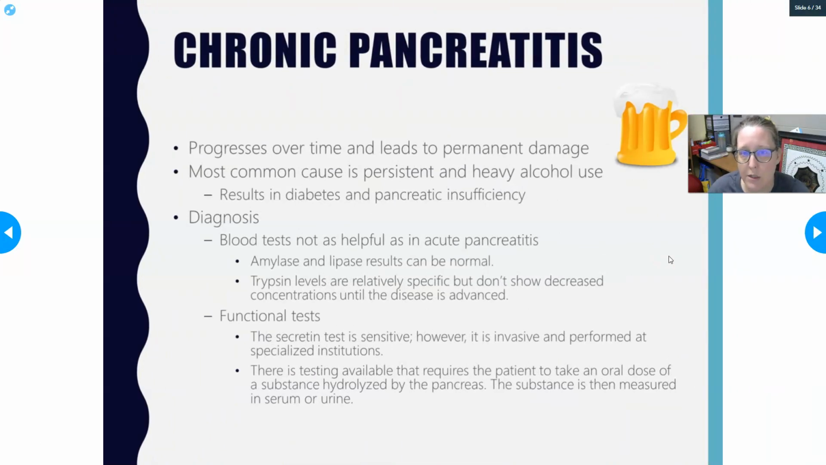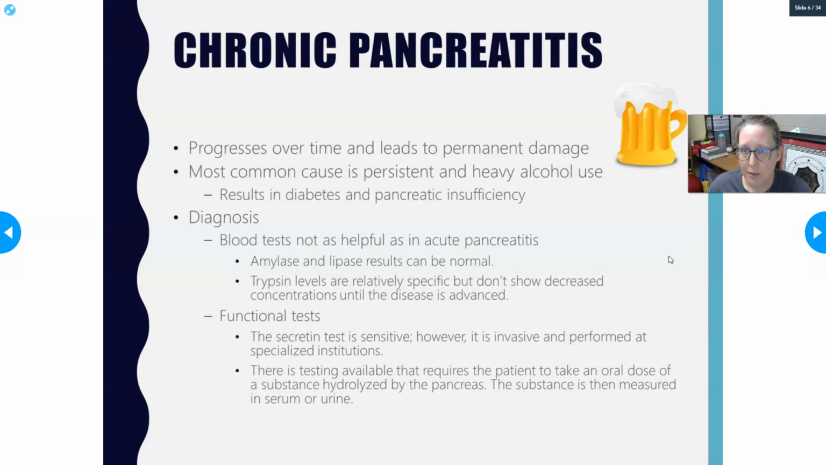So chronic pancreatitis progresses over time and leads to permanent damage. The most common cause of chronic pancreatitis is persistent and heavy alcohol use. That can result both in diabetes and pancreatic insufficiency. We're going to cover diabetes in just a minute; it would be type 2 diabetes that it would cause here.